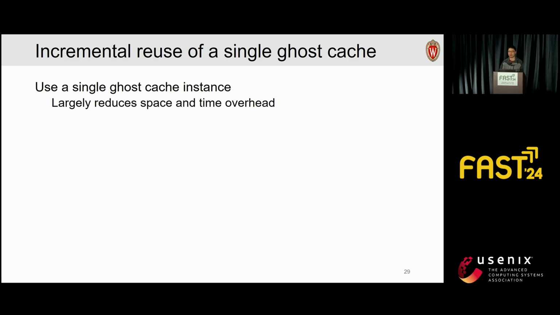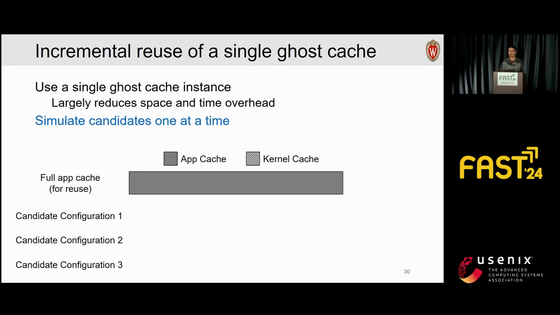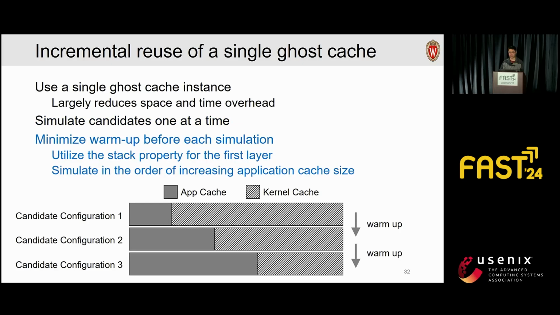In Symbiosis, we achieve the goal of using only one ghost cache instance by incremental reuse of that instance. With only one instance, we need to simulate multiple candidate configurations one by one. We can always reuse the contents of the first layer application cache because of the stack property. The question is how to deal with the second layer kernel cache.